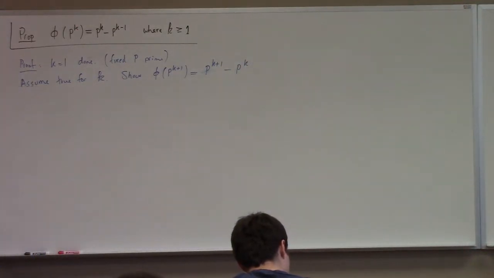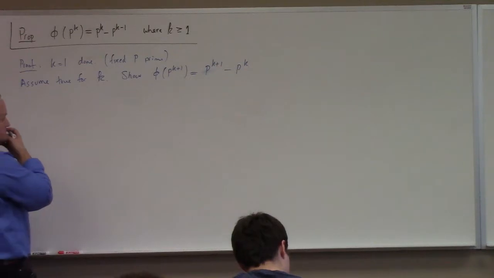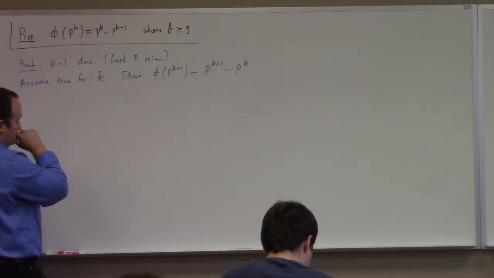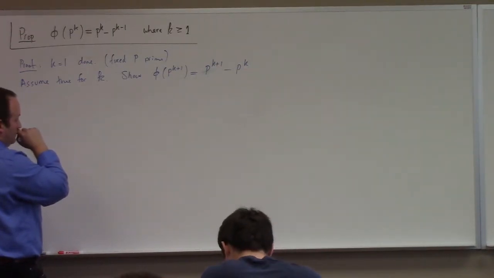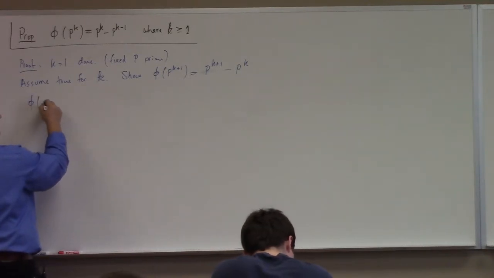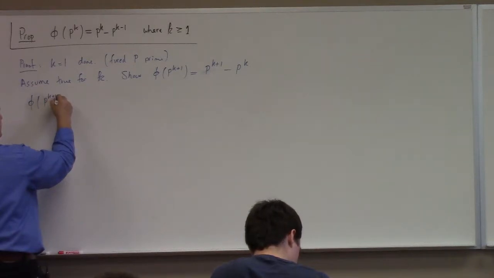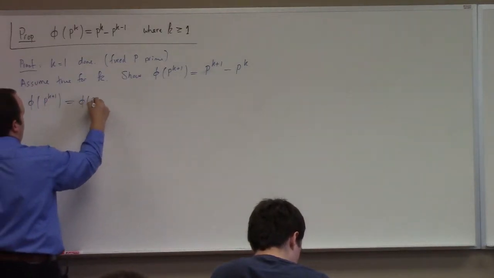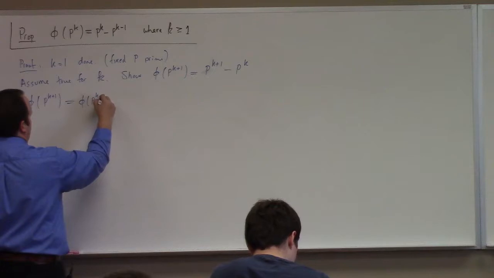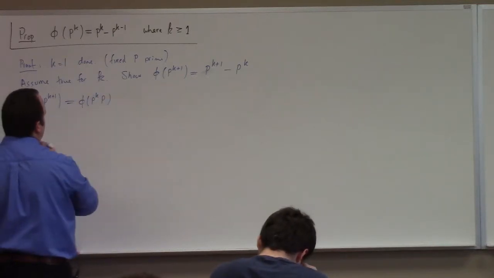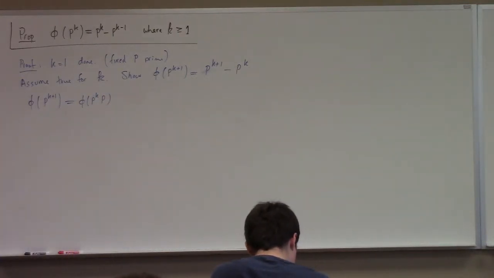So phi of p to the k plus 1 is the same as phi of p to the k times p, and then use the homomorphic property to say that it's equal to phi of p to the k times phi of p. Oh, so you're using that phi is a homomorphism, so that phi of p times p to the k, times p, is phi of p to the k times phi of p. Did we know that phi is multiplicative?